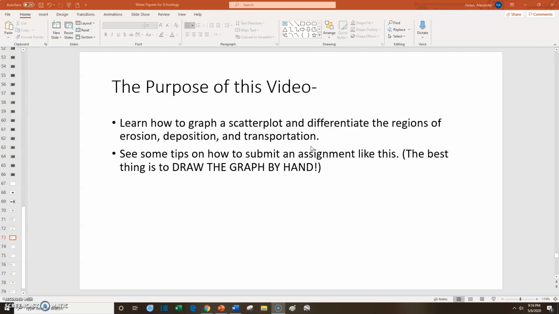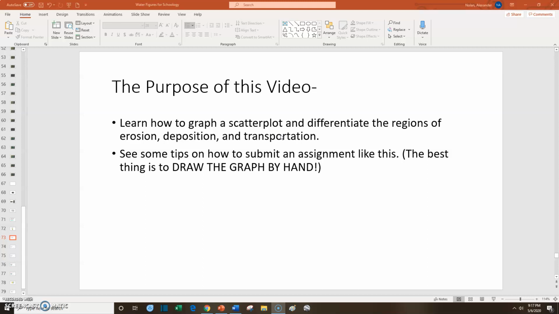It's called a Hillstrom curve. I don't want to spell that for you or show you what exactly it looks like right now. I want you to kind of do the hard work first, but that's what it's called, the Hillstrom curve. And we're going to learn how these different processes work in terms of the size of the sediment and the speed of the water.